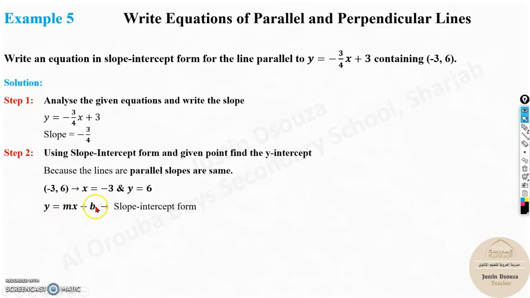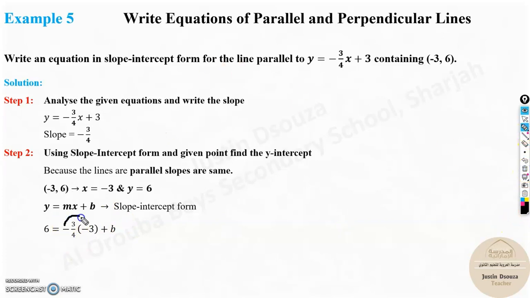If we recall the slope-intercept form, y is equal to mx plus b. We know the slope is m. How do we find the b? That is the y-intercept. How can we find it? They have given us the point x and y, isn't it? So now what you do is substitute the x and y values and the slope, then you can find the b value. So the y value is 6, substitute over here, equals minus 3 by 4, that's the slope, and x is minus 3. Now find the b value.